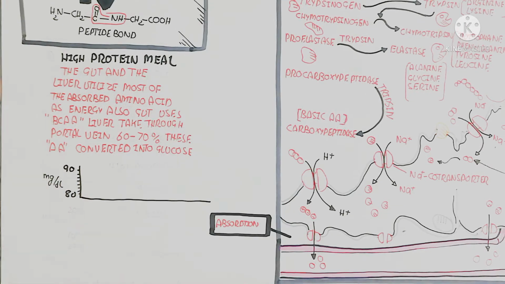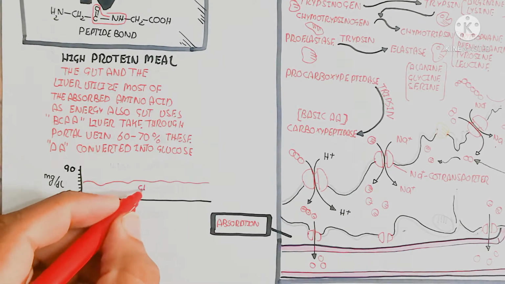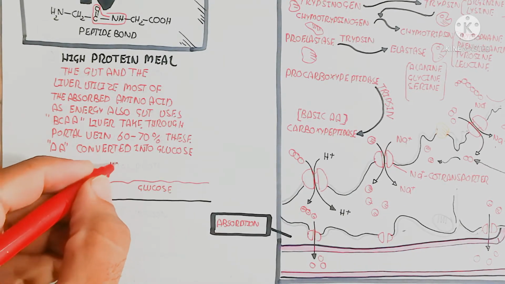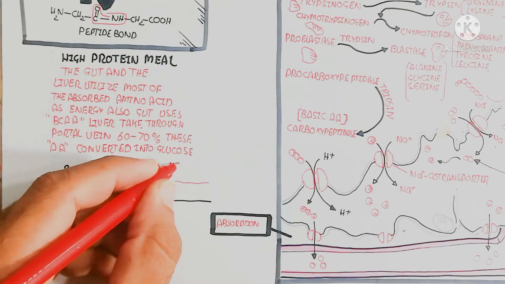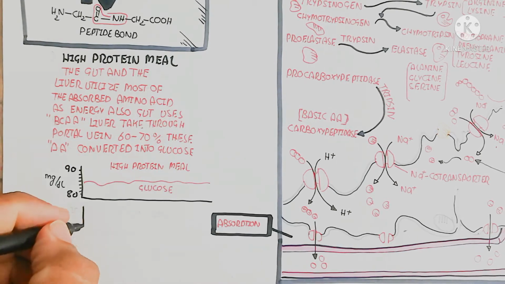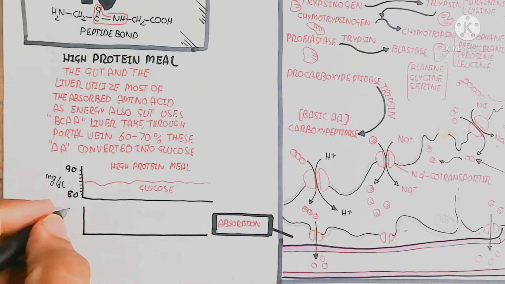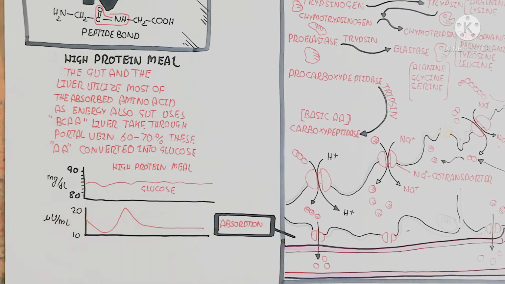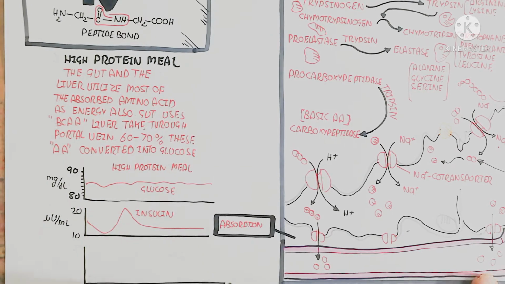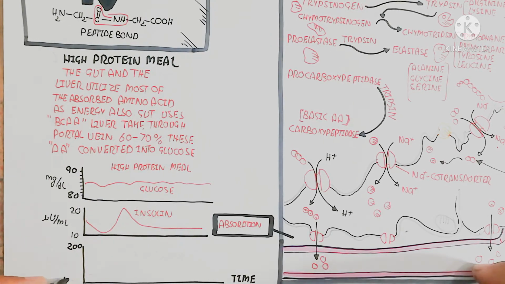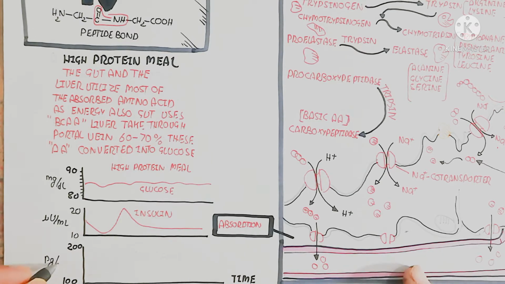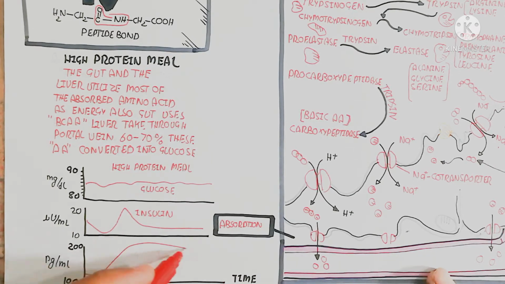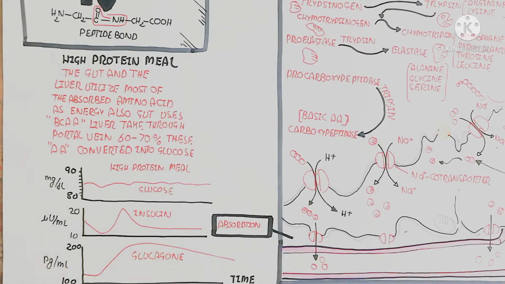Why? Because the glucose is not coming in from the diet, so the glucose level will be equal during the high protein meal. So it means the amino acid also produces glucose through gluconeogenesis. Here is the insulin, for example, which is drastically increased for the absorption of the amino acid and ultimately will be balanced into the 10 to 20 micro milliliter.